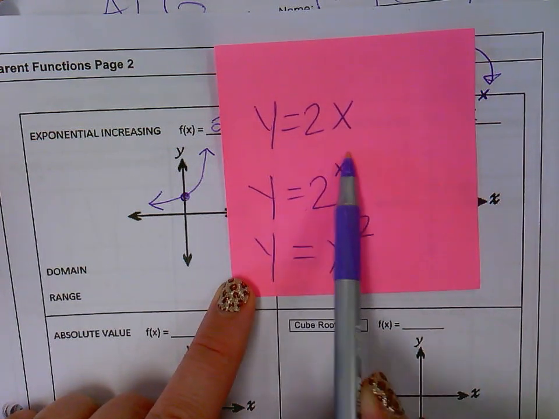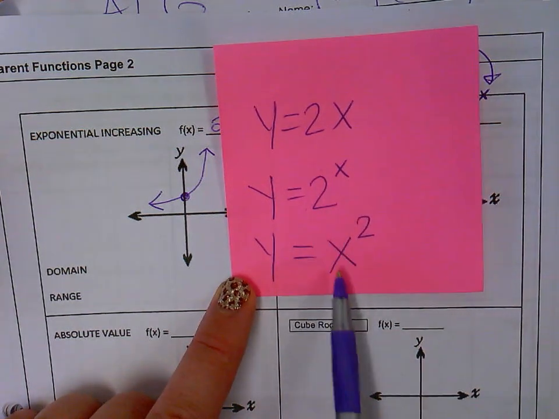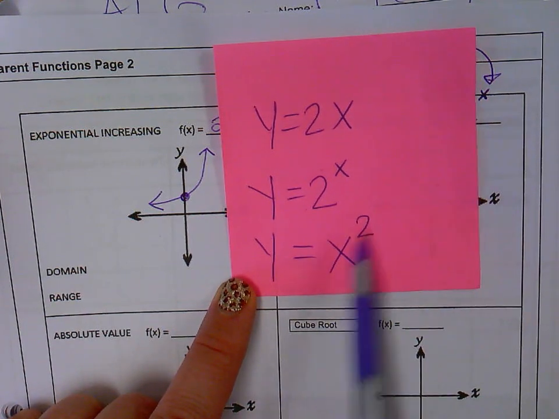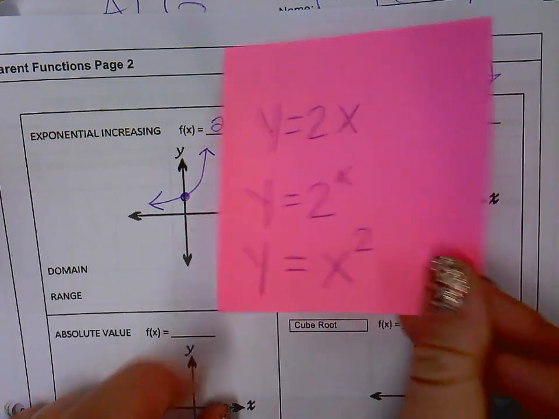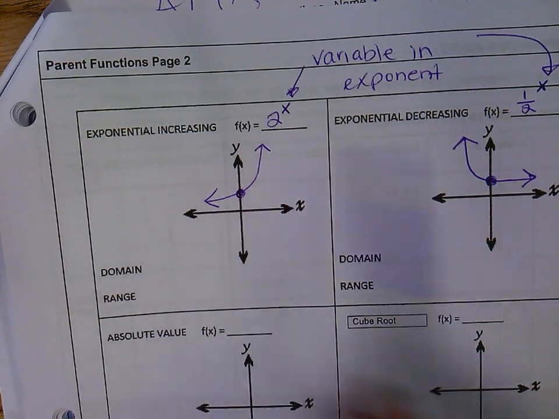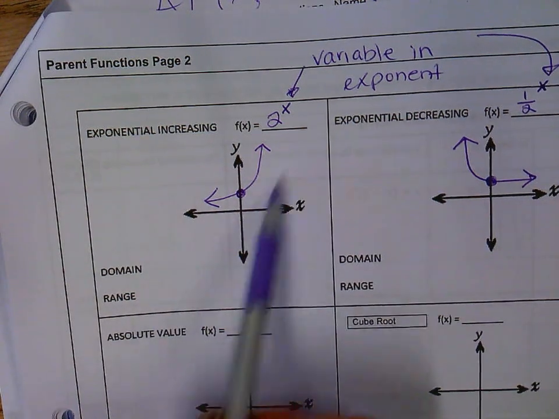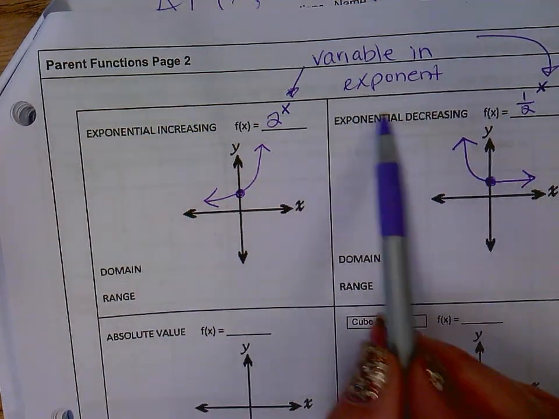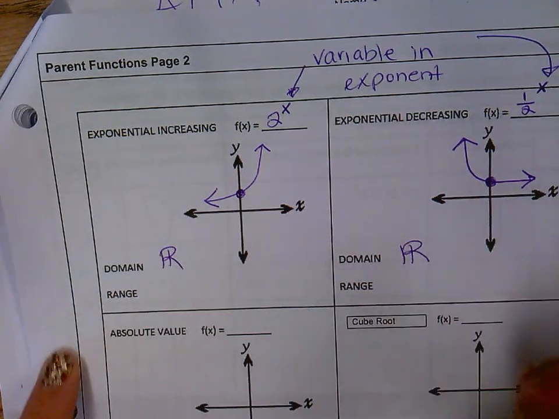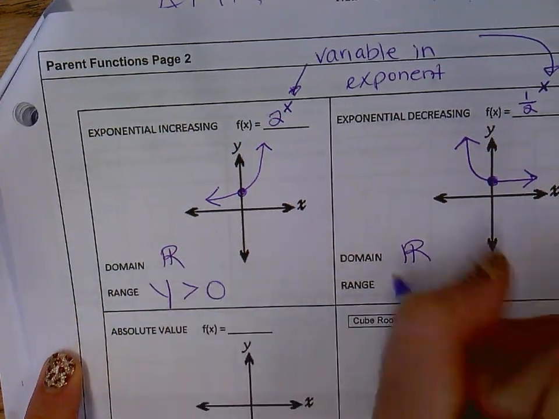Exponential is in the exponent. And then x squared is your quadratic, because you're squaring the number inside. So those 3, I think, are tough for students to keep track of. Domain and range on these, they can go side to side forever. See how my arrows are going side to side forever? So domain is all real numbers, but the range is greater than 0.